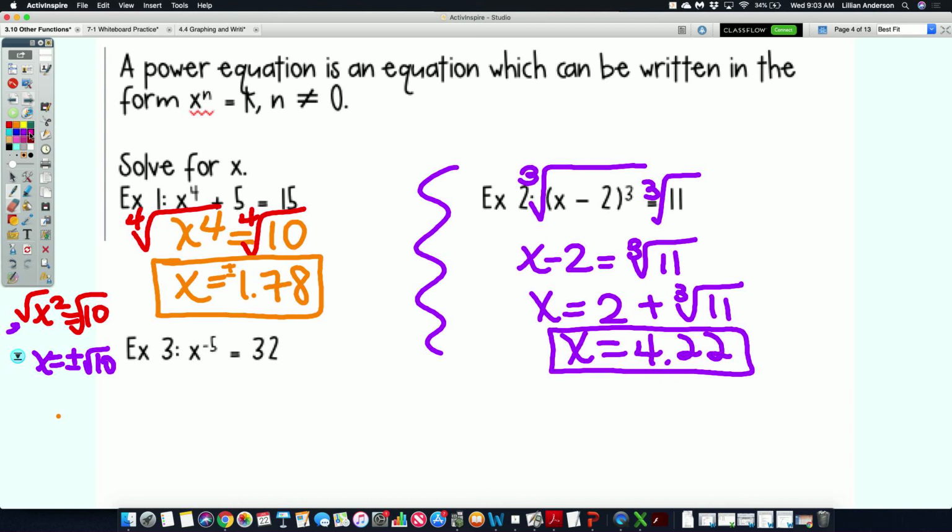Okay? So anytime you take an even root, you want to make sure that you don't forget your plus or minus. Questions?